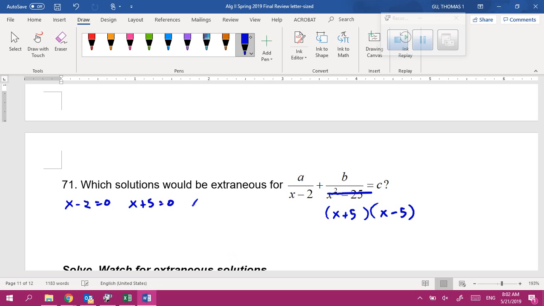Alright, so then what are my actual extraneous solutions? X equals 2. Right? X equals 5, x equals -5.